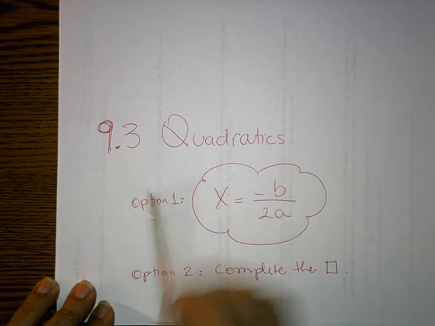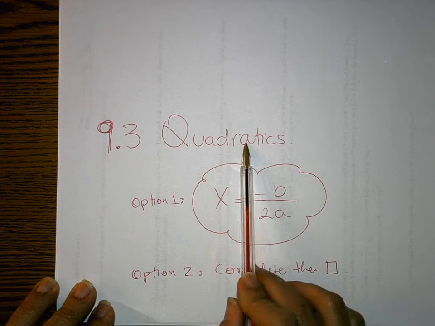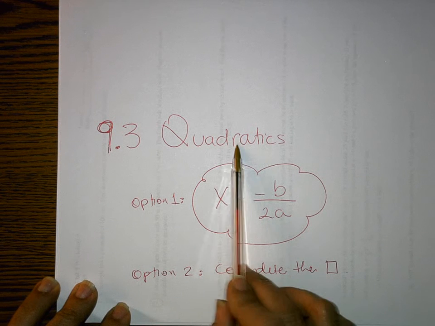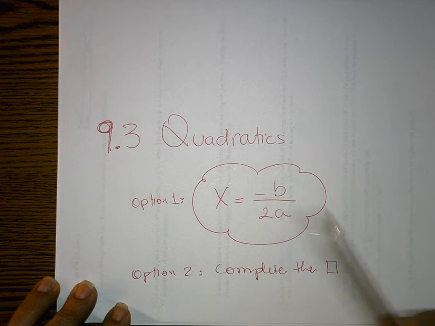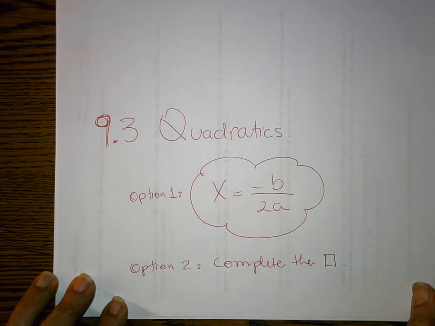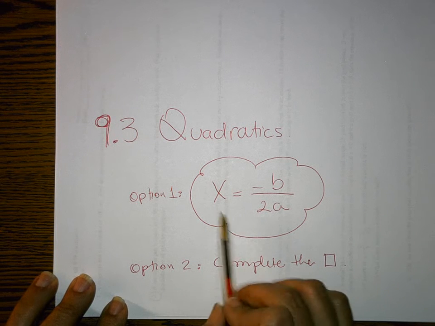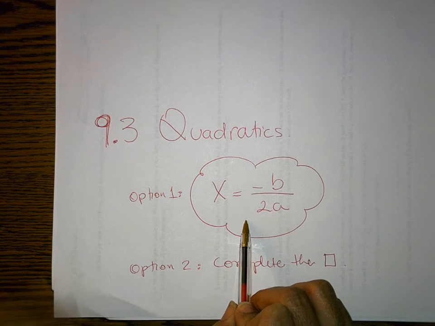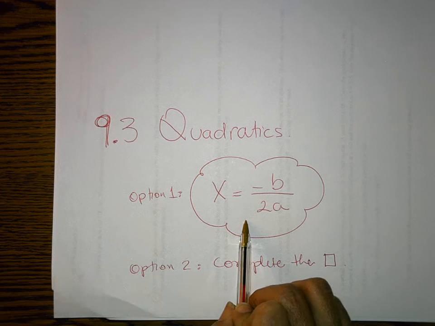Alright guys, here's my video for 9.3 quadratics. And in quadratics, I want you to keep in mind you have two options to solve this. Option number one will be finding the vertex using this nice little simplified formula. I call it the shortcut way.